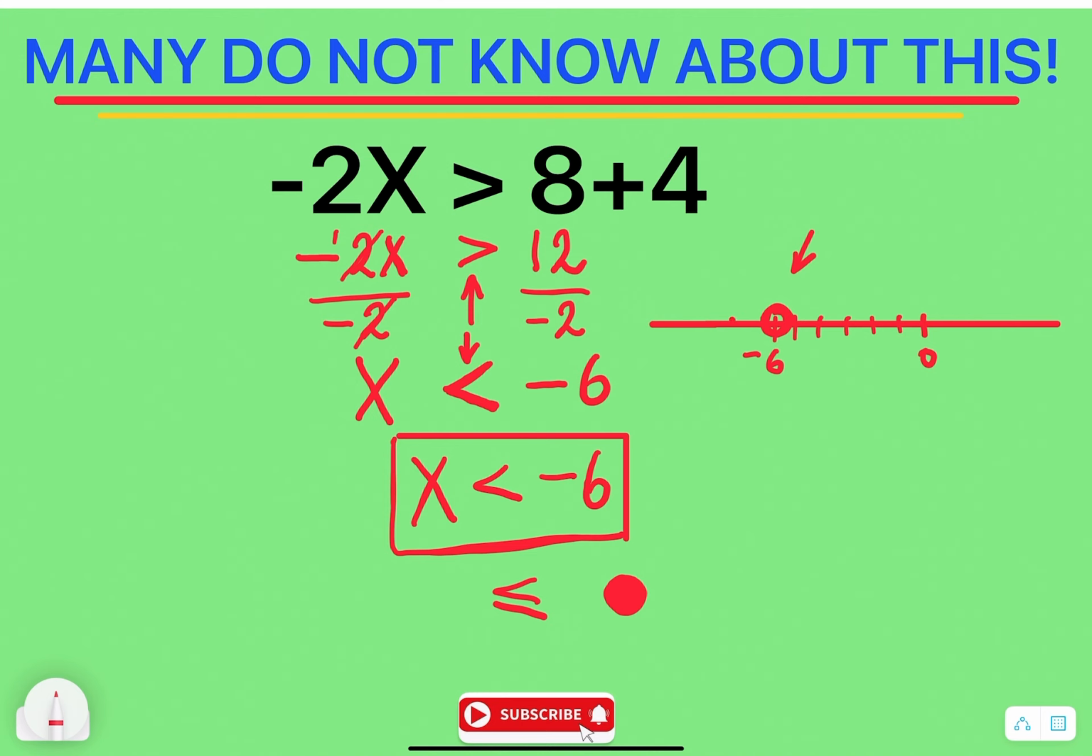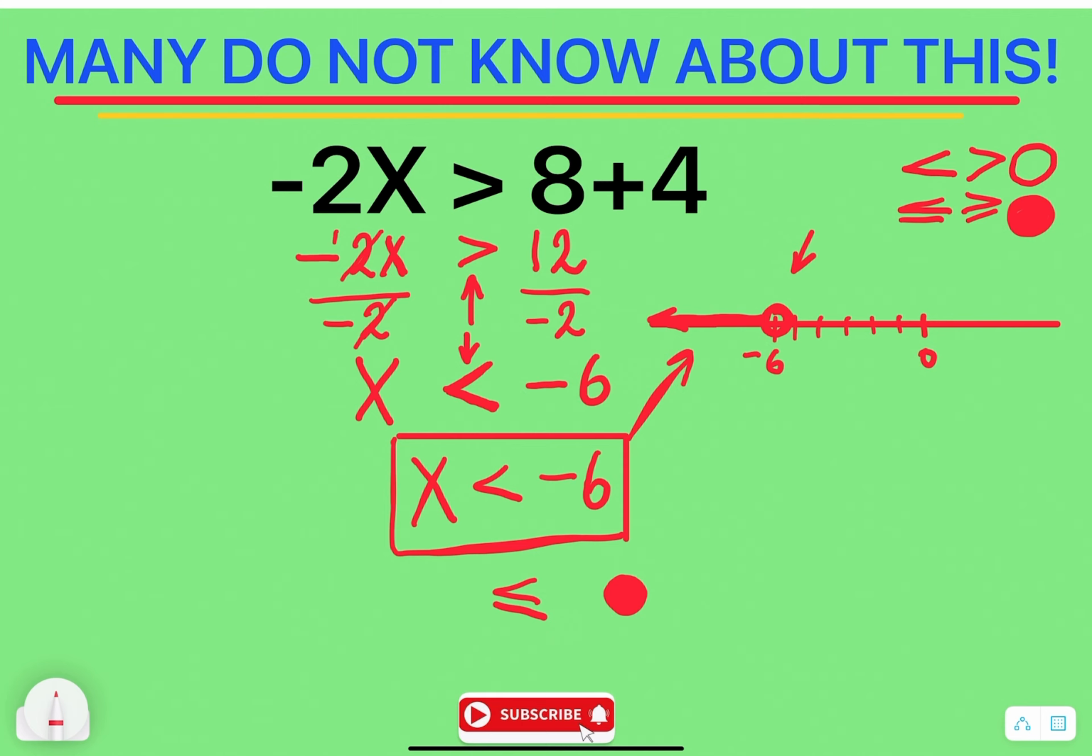When you are plotting your answer on the number line, remember when you have only smaller or bigger, you make an empty bubble on the number line. If you have smaller or equal or bigger or equal, you make a closed bubble on the number line. This is another part many do not know about. So all answers smaller than negative 6 will be solution for this inequality.